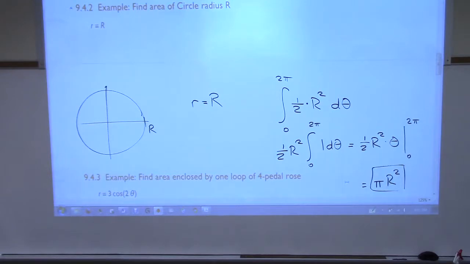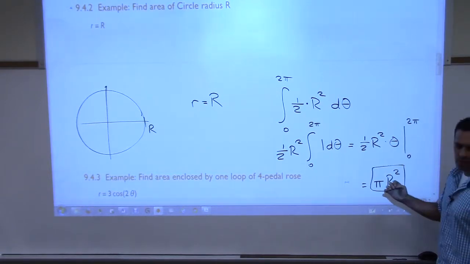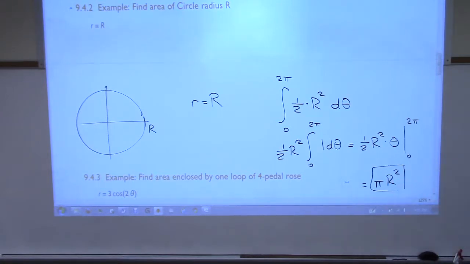This is the best one. This is the easiest one. Polar coordinates are made for circles. It makes life with things that are circles easy. So what's the r if it's not a circle?